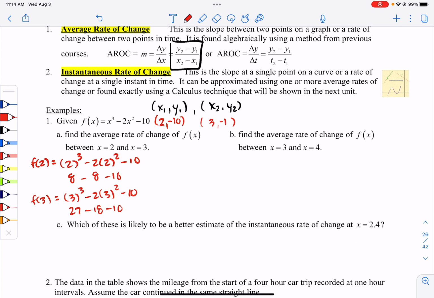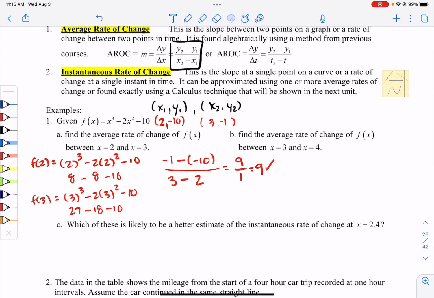So now I have my 2 points, and I can use my slope formula. y2 goes first, so negative 1 minus y1, which is negative 10, over x2 goes first, 3, minus x1, which is 2. So negative 1 minus negative 10 is negative 1 plus 10, so that becomes 9. 3 minus 2 is 1, so my value here is 9. My average rate of change, my slope, is 9.